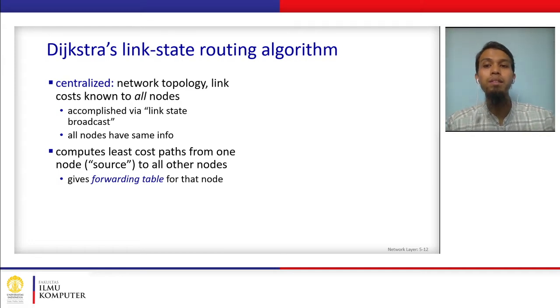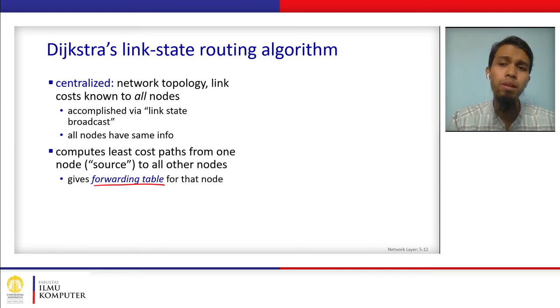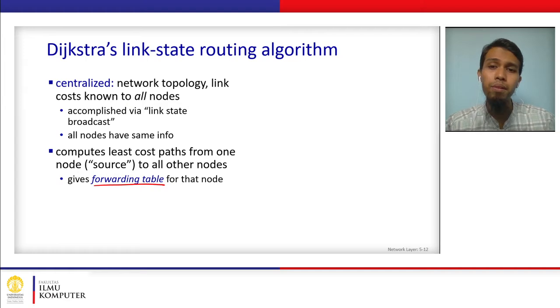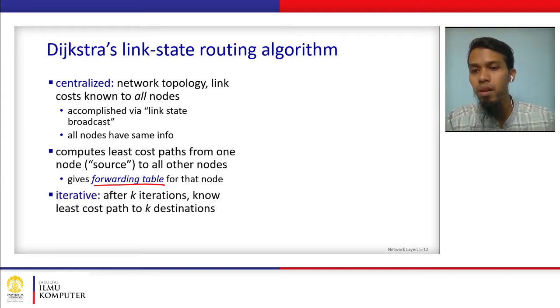The result of this is that every node will have a forwarding table. The purpose of this forwarding table is for forwarding in every node. For example, if A receives a packet, and the destination of this packet is node C, it knows where to forward this packet to.